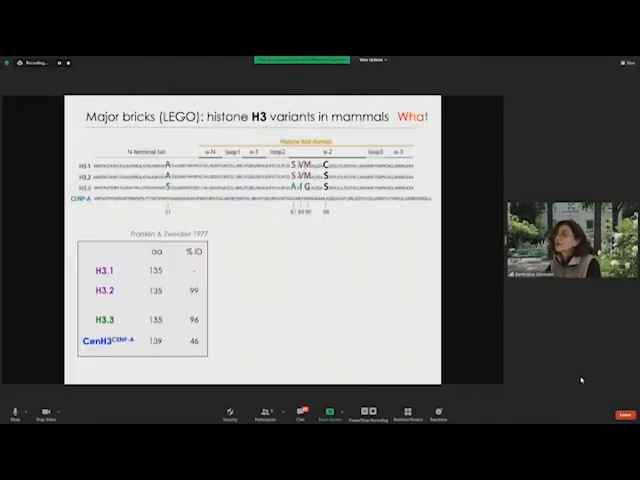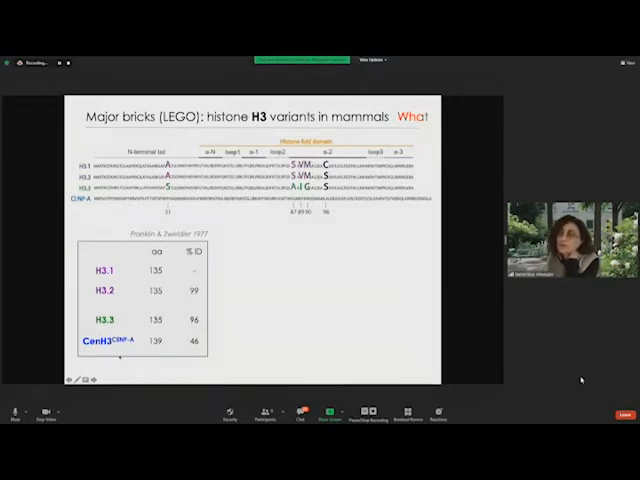If we consider the major bricks, the histone H3 variants in mammals, which is what we're going to talk about, you can also consider them as Lego. They fall into these families, with the replicative variants, H3.1 and H3.2 here, that differ from H3.3 by 4 or 5 amino acids.